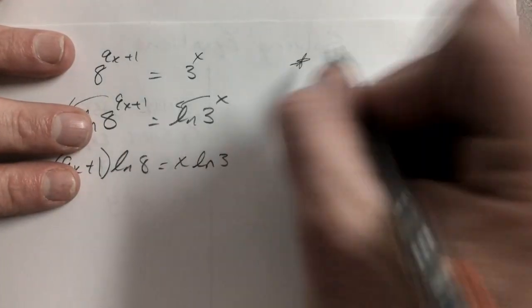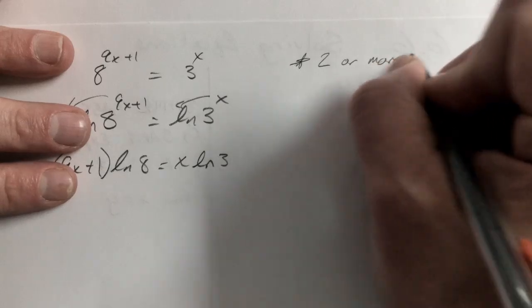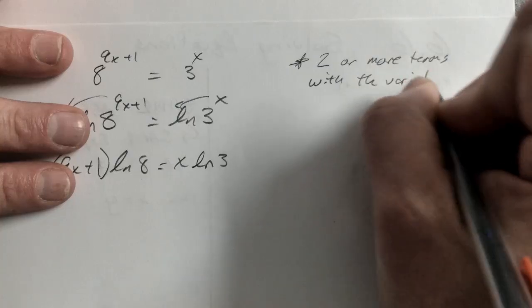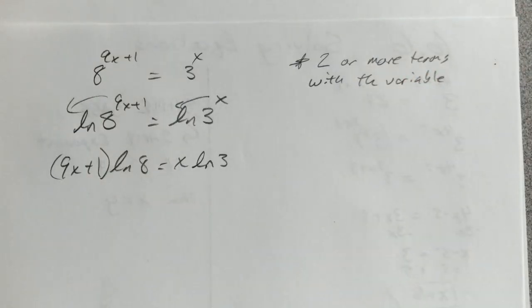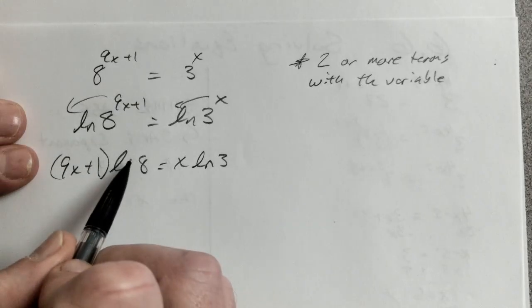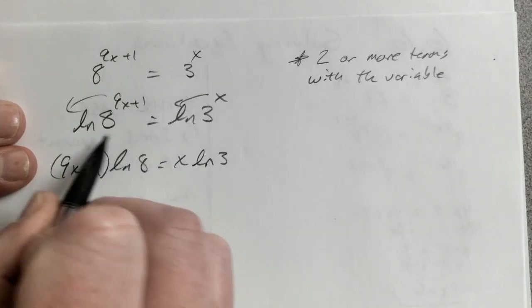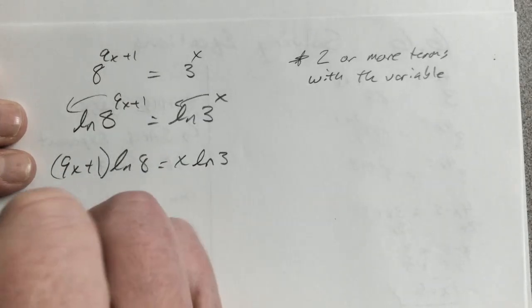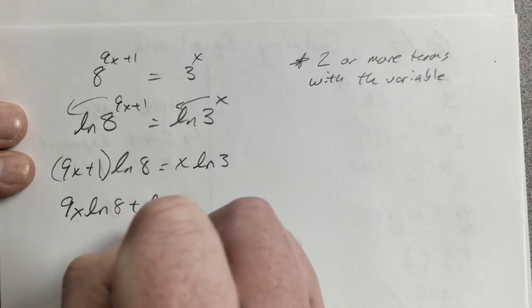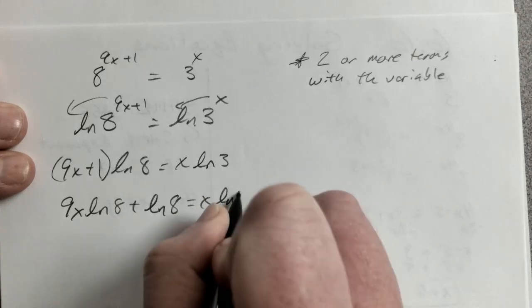So, how many terms have a variable? I need to recognize 2 or more terms with the variable. So I have to break up this binomial, and I can do that with distribution. So I'm going to distribute my natural log of 8 here. When I do, I get 9x times the natural log of 8 plus the natural log of 8 equals x times the natural log of 3.